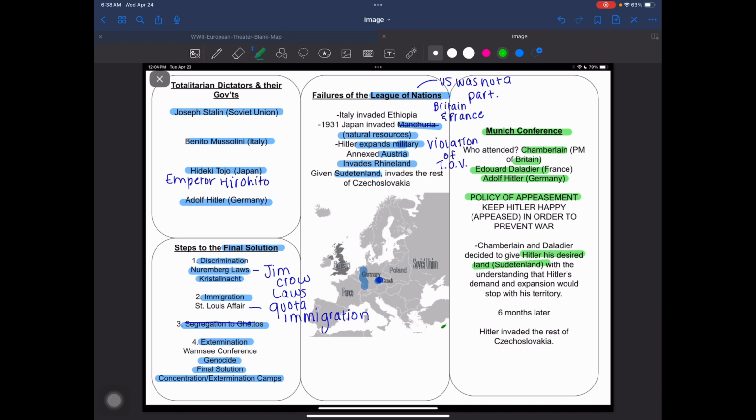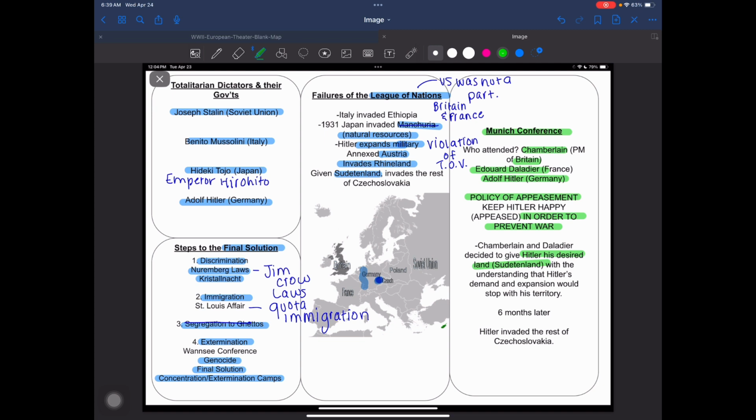They decide to appease Hitler, to give him the Sudetenland, that part of Czechoslovakia, in order to keep him happy so that we can prevent war. So when they leave this conference, the understanding is Hitler has annexed Austria. He now has the Rhineland back under his possession. He was just given the Sudetenland, and he is happy. He is satisfied. We're not going to see any more talk or aggression towards locations outside of Germany.